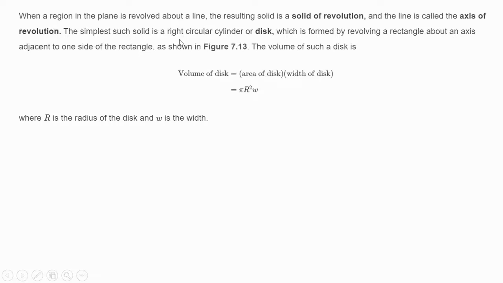Now, the simplest such solid is a right circular cylinder or disk. So we're going to talk about that, which is formed by revolving a rectangle about an axis adjacent to one side of the rectangle.